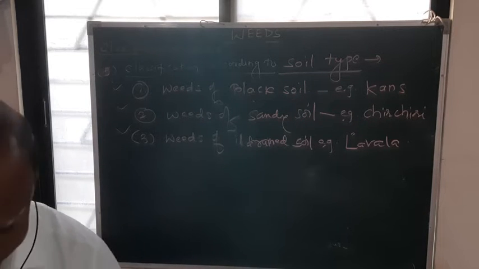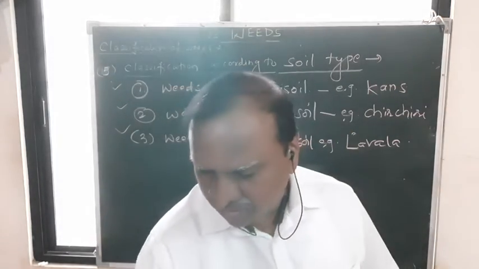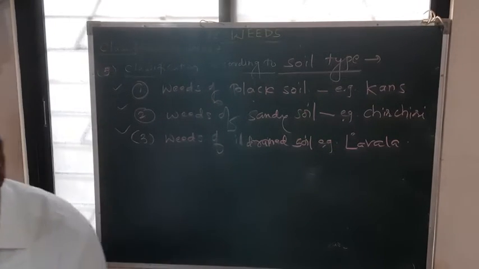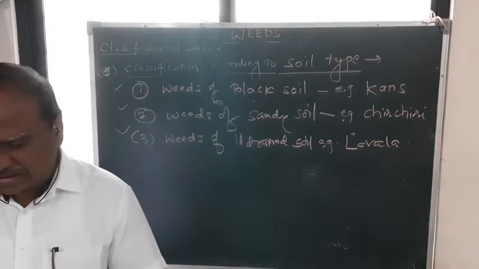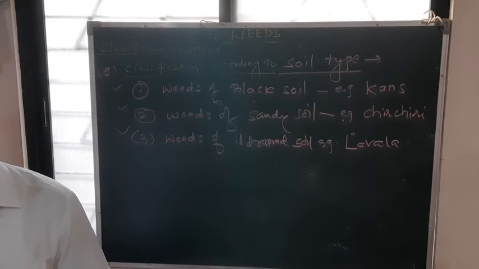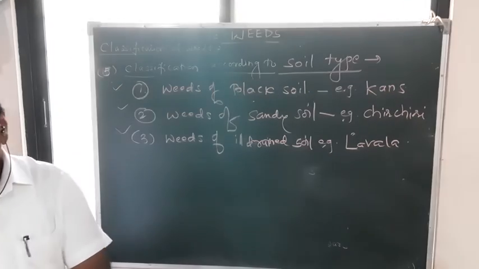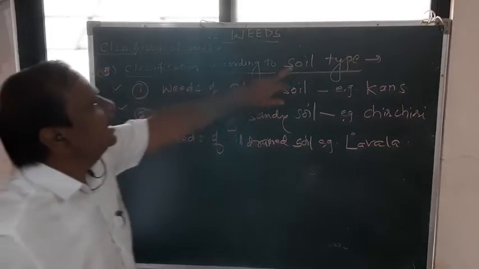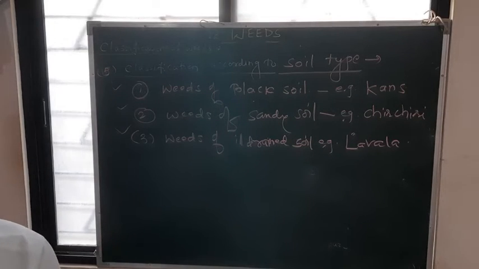This is about the classification. Means we have seen the classification of weeds, which helps in selecting the weed control method. They are based on, number one, life cycle, then second, place of occurrence, third, plant family, fourth, host dependence, and last, the soil type. Means we have seen the classification in brief.